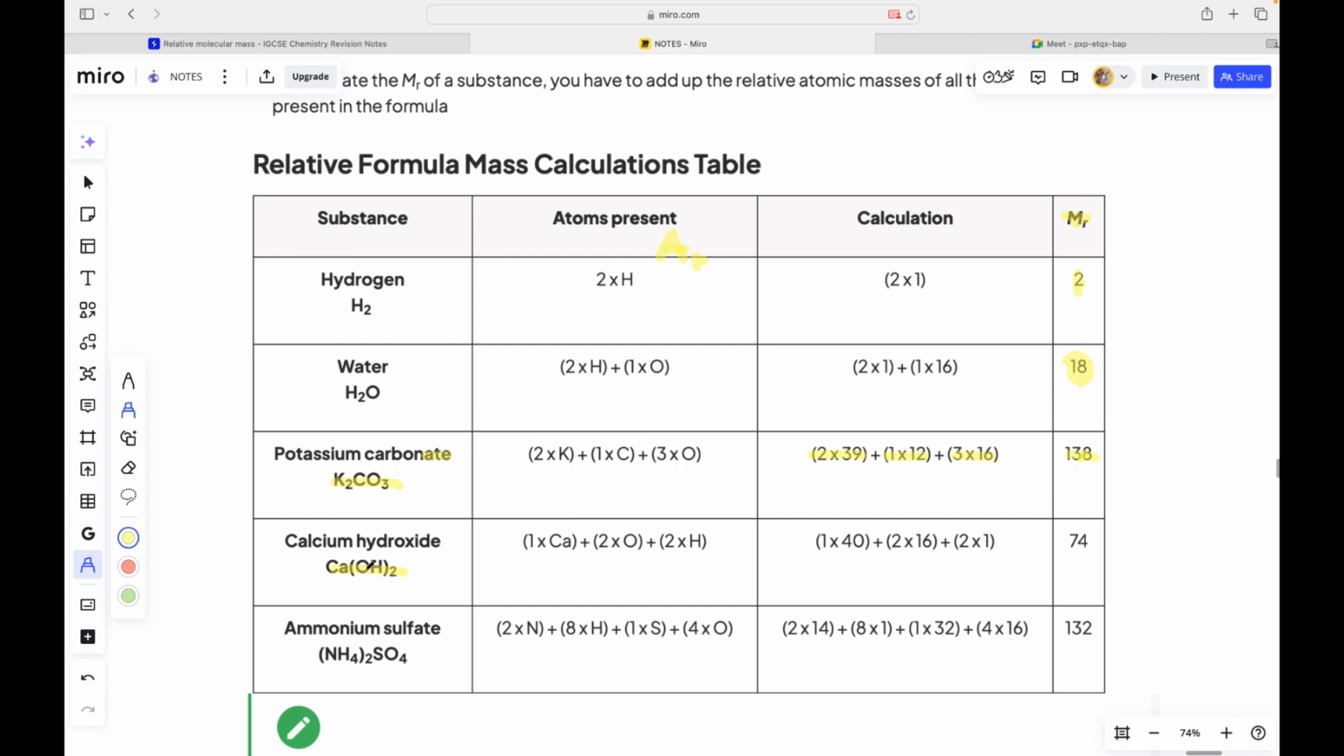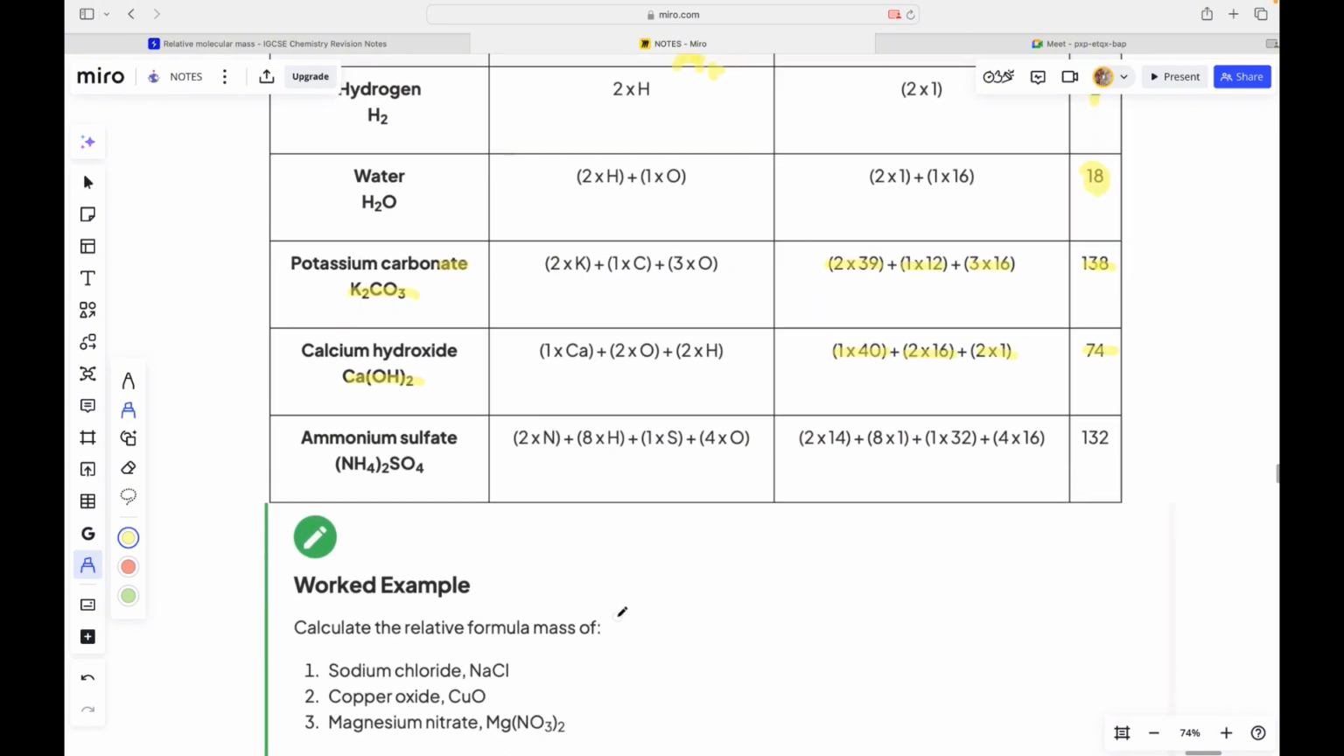2 times 16. So you say 2 times 16, and hydrogen is 2 times 1 because of these 2 outside. Hydrogen is 2 times 1. So you add everything together. 1 times 40 is 40, 2 times 60 is 32, 2 times 1 is 2. This and this is 34. 34 plus 40, you get 74. Now, ammonium nitrate.